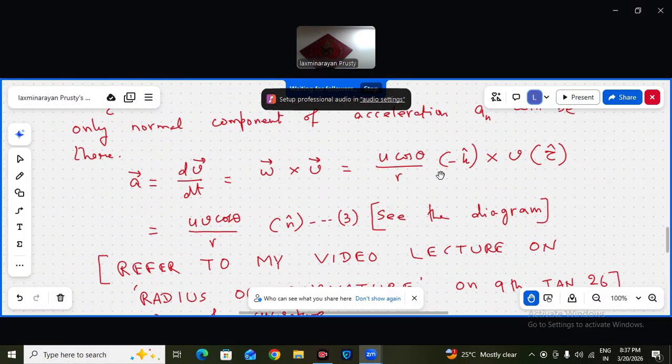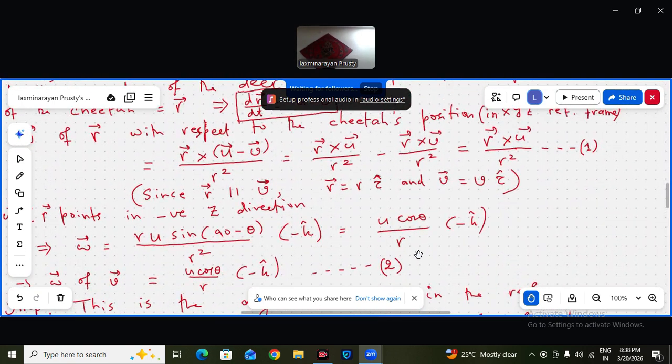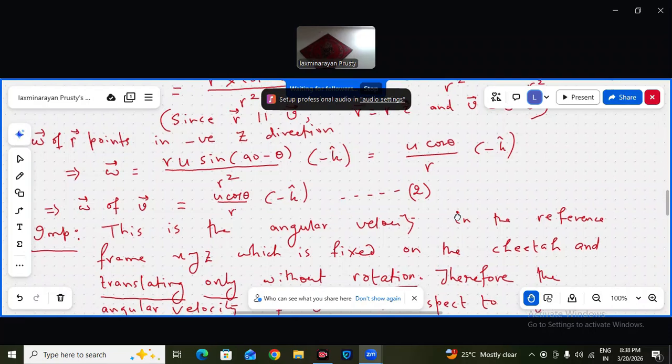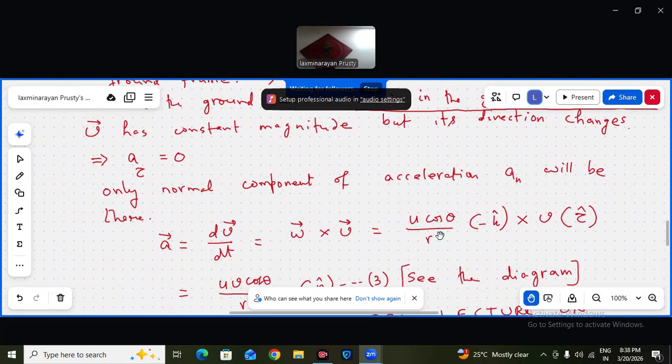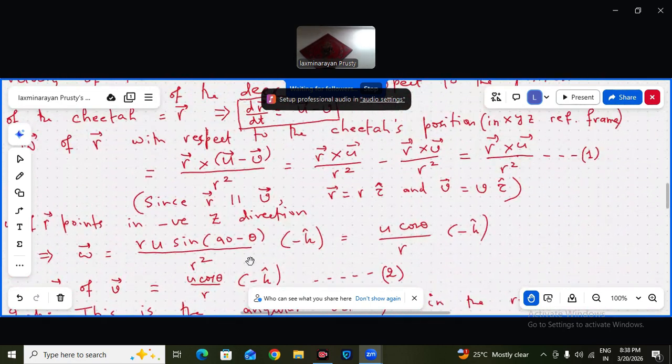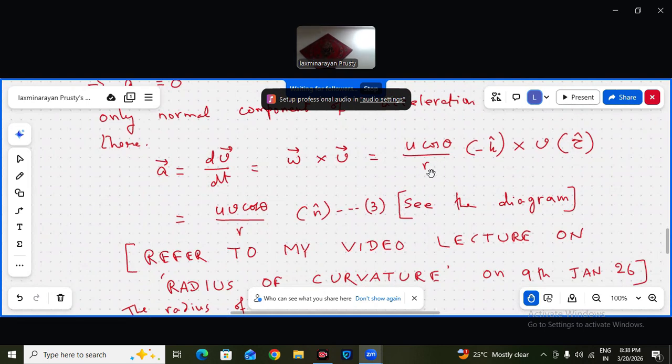U cos theta by R minus k cap is omega bar, already proven here. The omega will be U cos theta by R minus k cap, equation 2. So I'm directly writing U cos theta by R minus k cap cross V tau cap. Minus k cap cross tau cap will be n cap. So this is UV cos theta by R n cap.